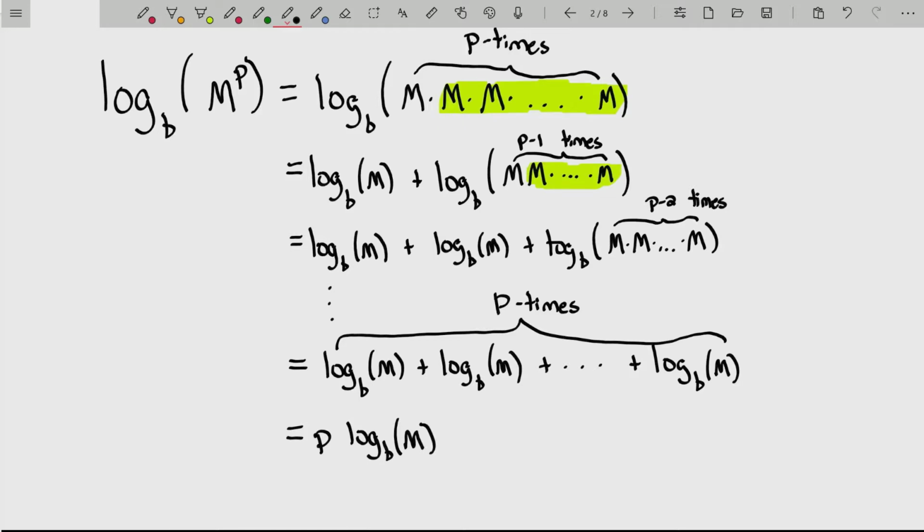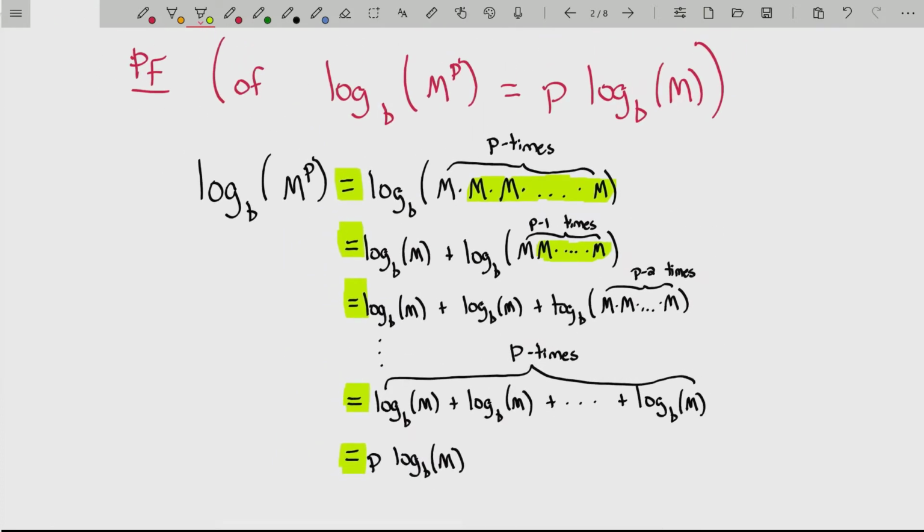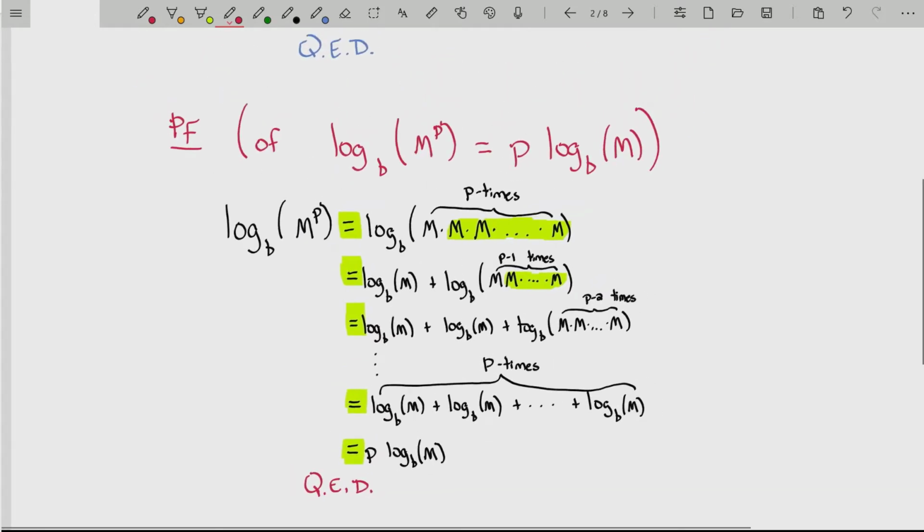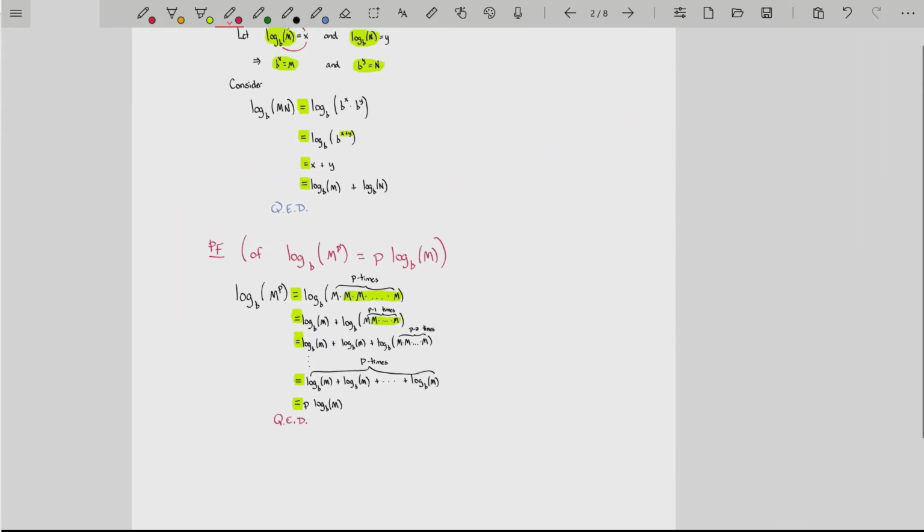And again, through a chain of equalities, the log base b of m to the p is equal to p times log base b of m. And we have proven that property. QED. Let me write QED down here. Quod erat demonstrandum. So it has been demonstrated. So there we go. We've proven 2 of those properties.